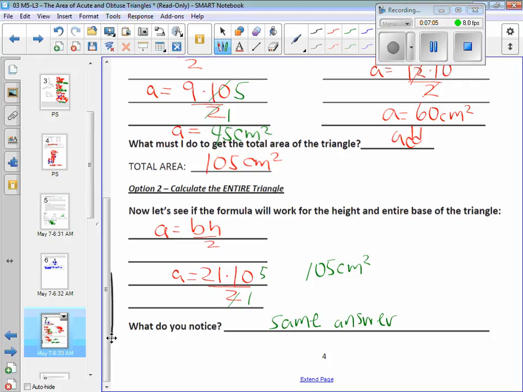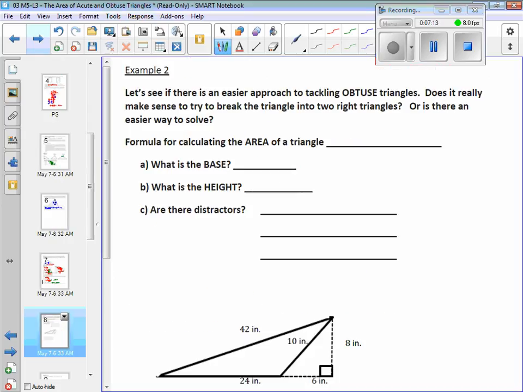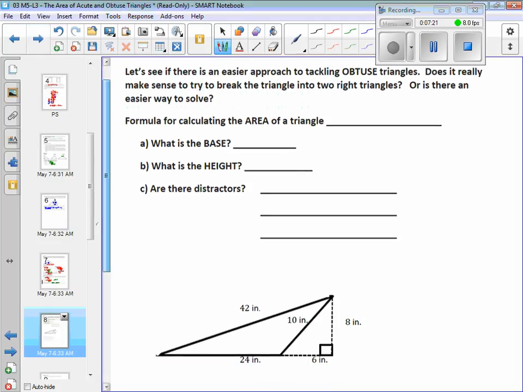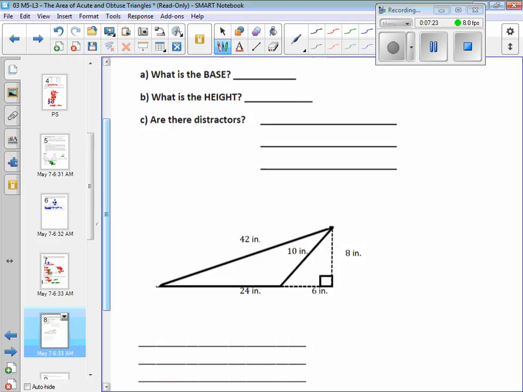What you have to be careful with, which we're going to do now, is example 2, because obtuse triangles can be a little tricky. Go to example 2. Don't tune out, though, because this is where kids have difficulty. When you have an obtuse triangle, sometimes the altitude has to be drawn outside of the triangle.